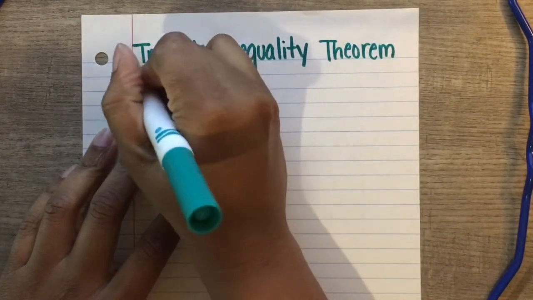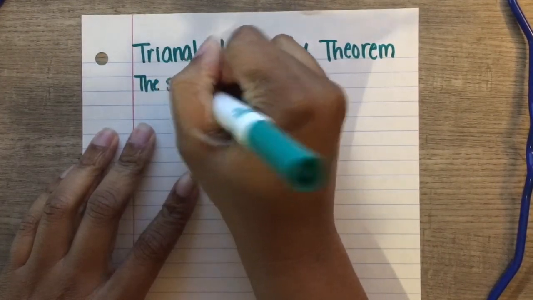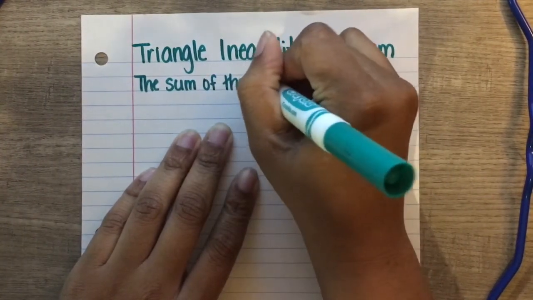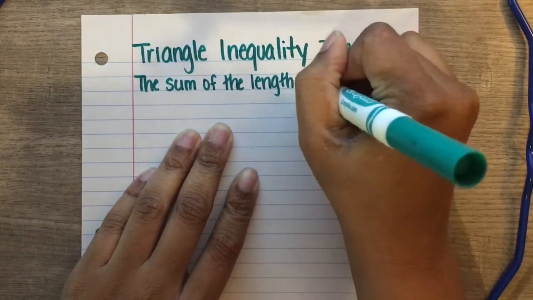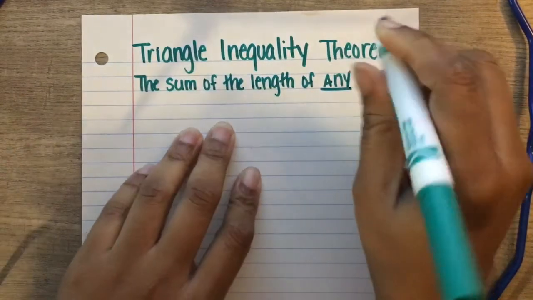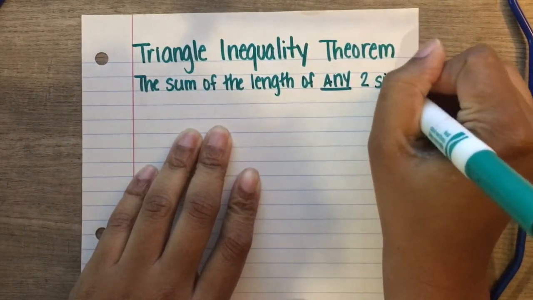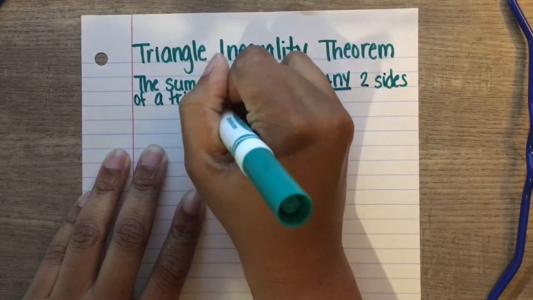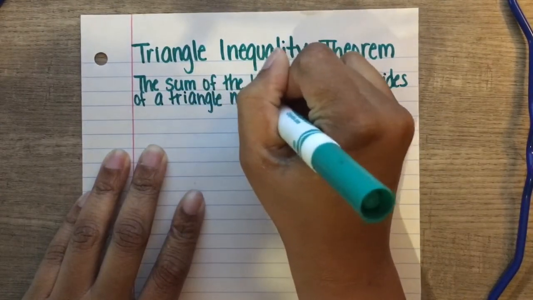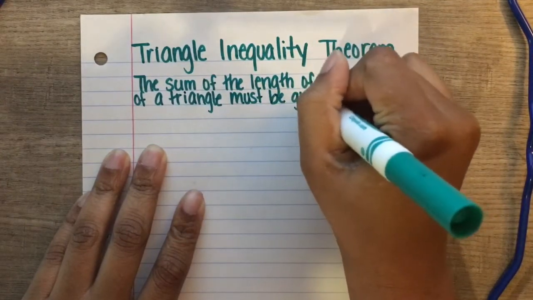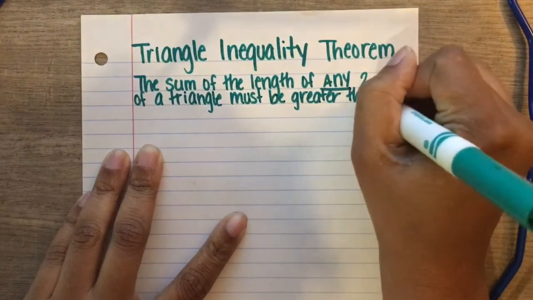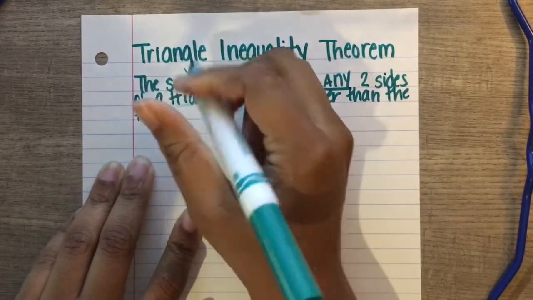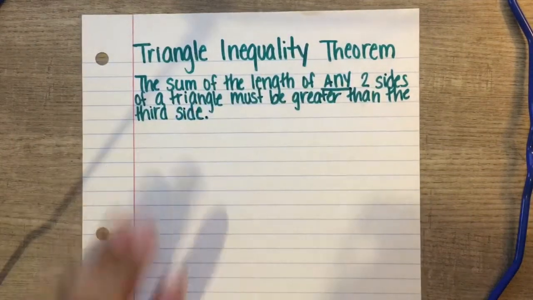All right, so that states that the sum of the length of any two sides of a triangle must be greater than the third side. All right.